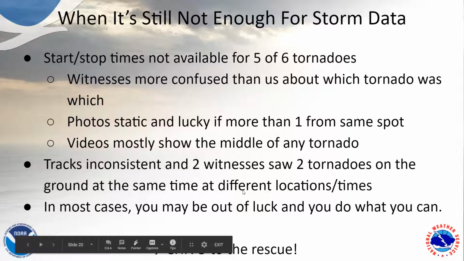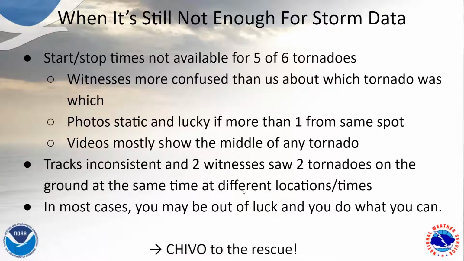Tracks were pretty much useless because there were at least 2 witnesses that saw two tornadoes on the ground at the same time, and this was at different locations and times. In other words, we had evidence that we were confident that people saw 2 tornadoes at one particular time, and then 2 different tornadoes, not the same ones, at a different time, different location. So it's really hard to sort through all that. In many cases, you may be out of luck.